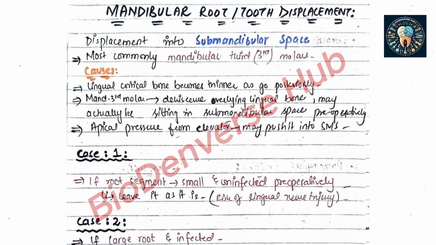Then there is apical pressure from the elevator. If you were using straight elevators and the apical pressure exerted was so excessive, it can push the root or the tooth fragment into the submandibular space.